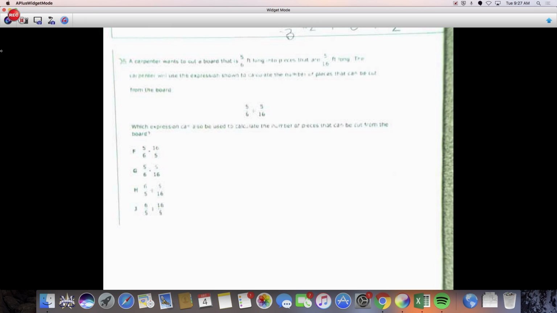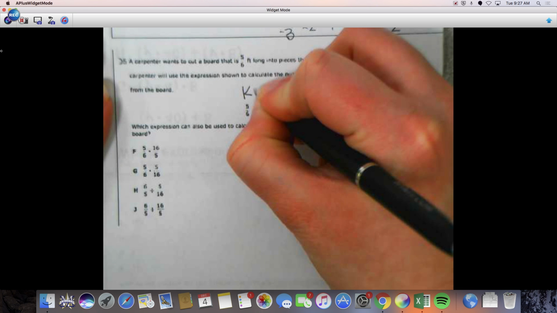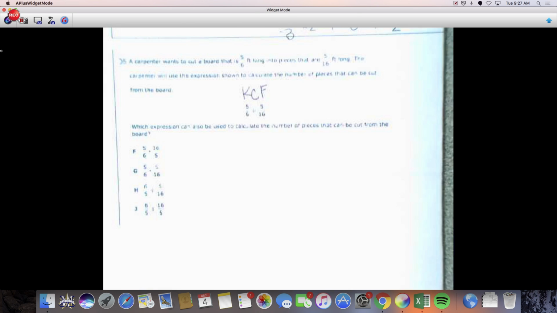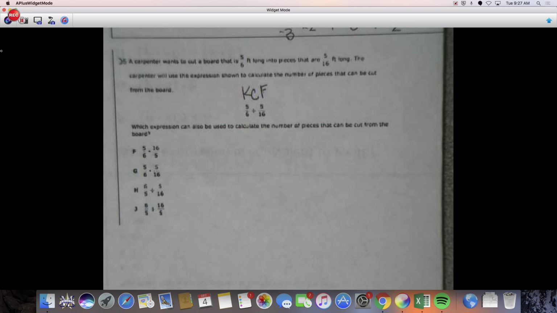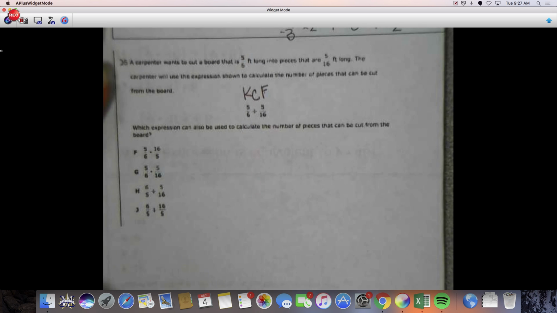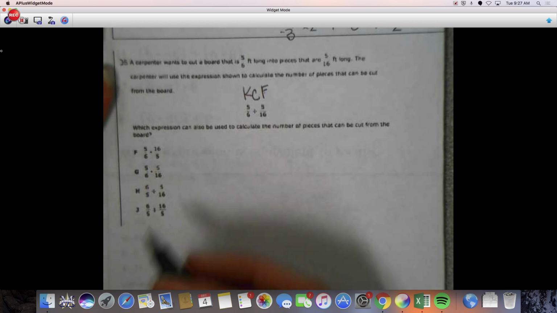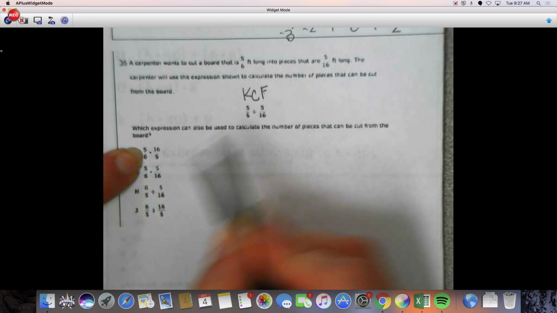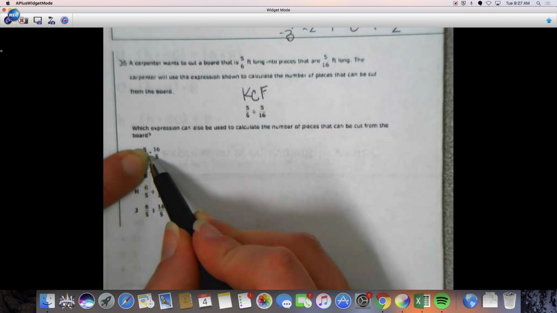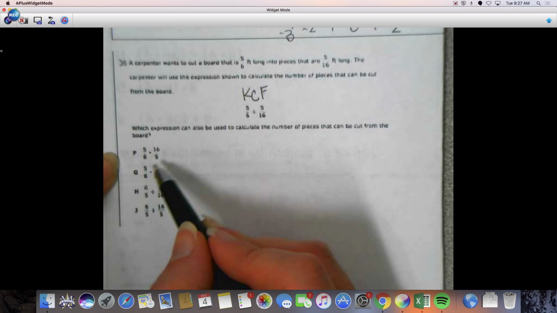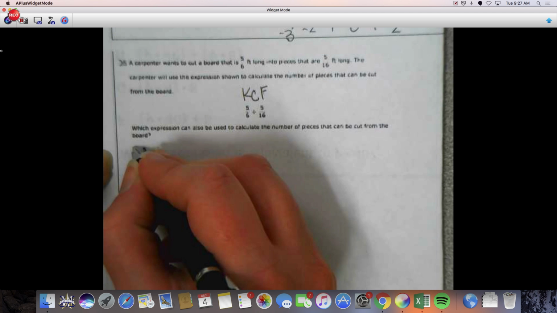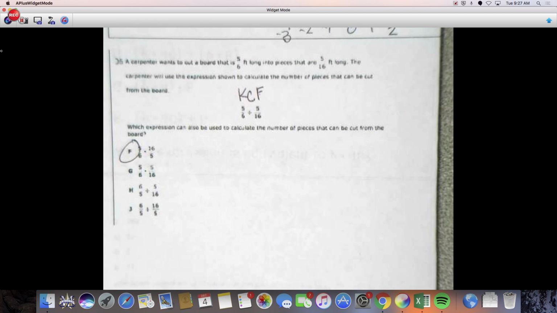If we're dividing a fraction, what method do we have to use? Keep, change, flip. I have that up here in the blue. I have it back there on the board. Okay? So keep, change, flip. So if I'm looking for one that shows keep, change, flip, what answer choice am I going to find? F. They keep 5/6 the same. They change the division to multiply, and they flip 5/16 to 16/5. So what's my answer? F. Super easy.